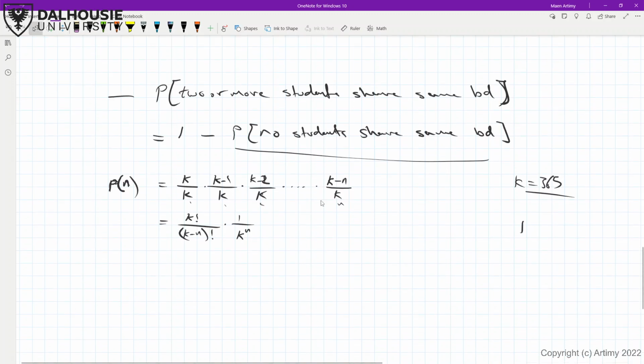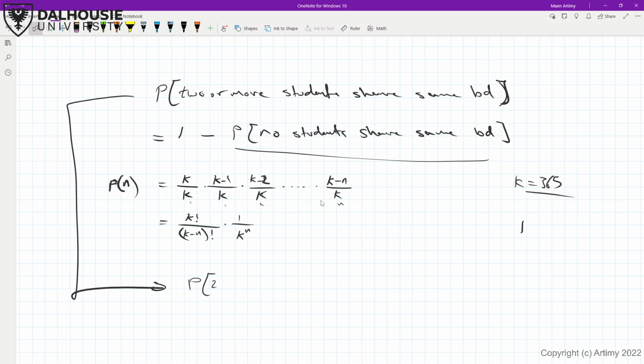So if I go back to my original probability here, two or more sharing a birthday, this is 1 minus k factorial over k minus n factorial times k to the power n.